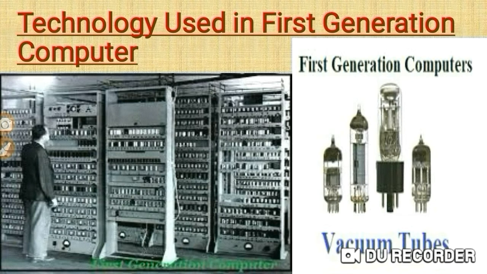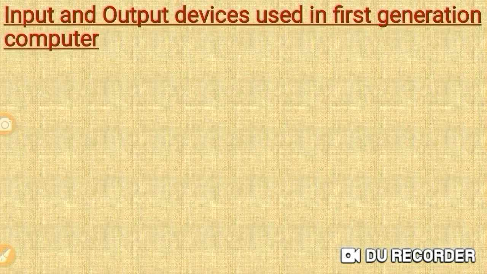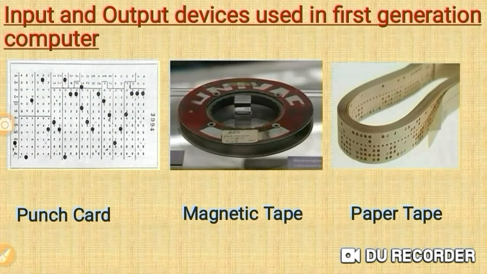This generation of computers used a programming language, that is machine language. Numerical calculations were done in this generation of computers. They take mathematical input as they perform mathematical calculations only. Punch card, magnetic tape, and paper tape were the input and output devices used.